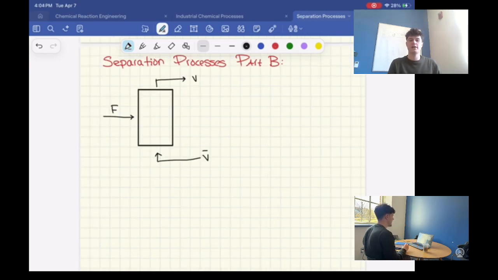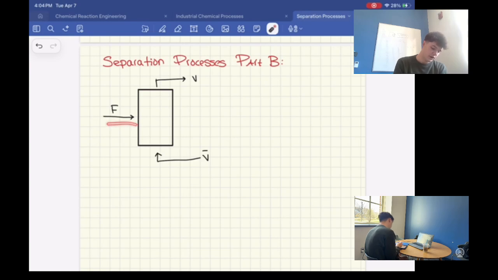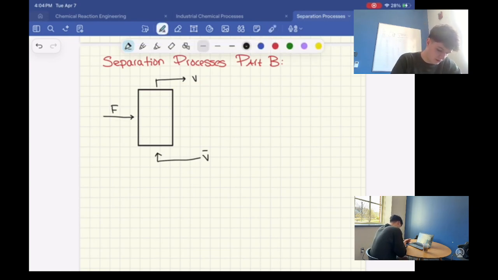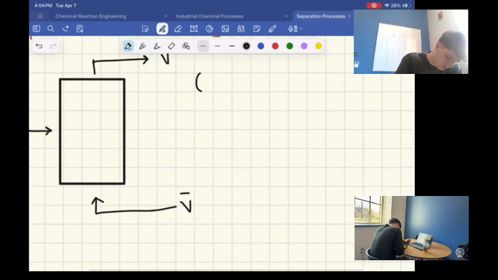As you can see, I have this diagram written on the left. We have a feed going in. We have a V bar also going in, and then we have our V leaving. The first thing we're going to do is create an equation. That's usually our first step always. Over here we have 1 minus q times our feed value plus V bar is going to be equal to V.